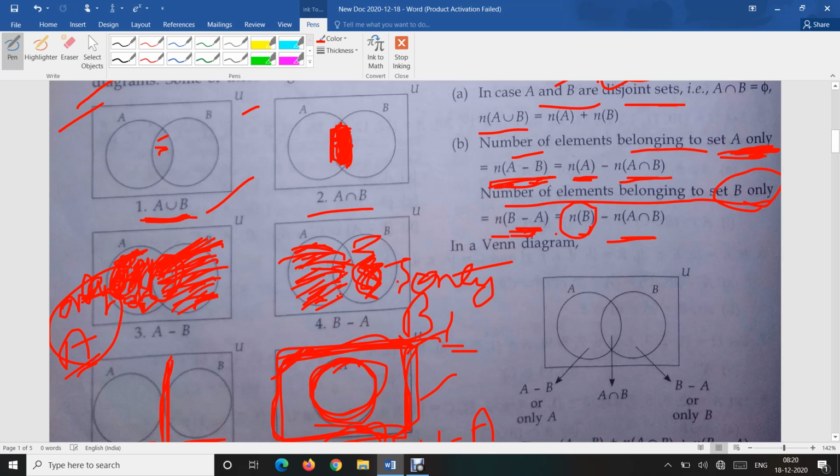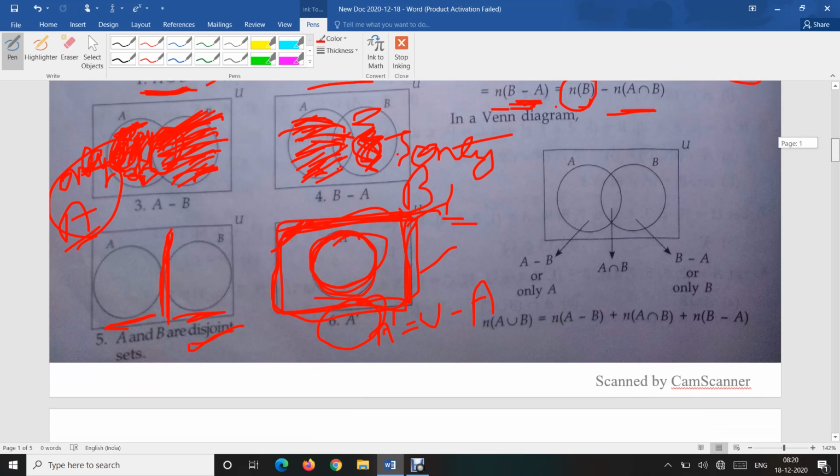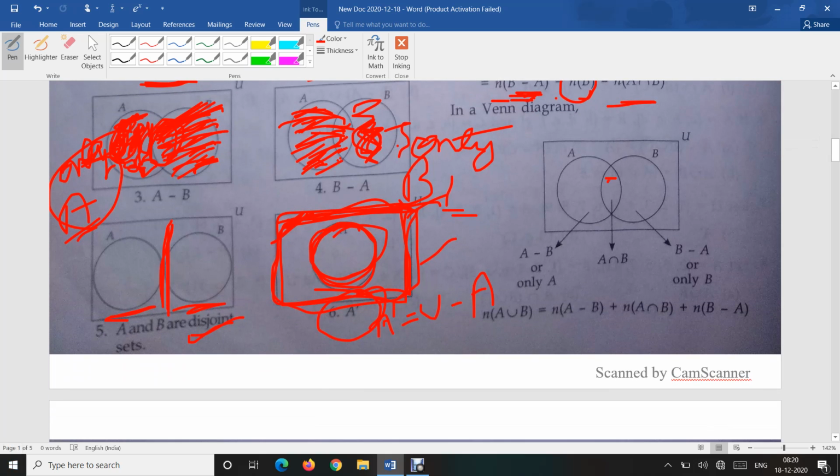Now see the Venn diagram here, what it is saying: this is the intersection portion, this is A minus B as I told you, and this is B minus A also as I told you. And this is the universal set, which is A union B. So n of A union B is equal to n of A minus B plus n of A intersection B plus n of B minus A. So this is the Venn diagram for A union B.